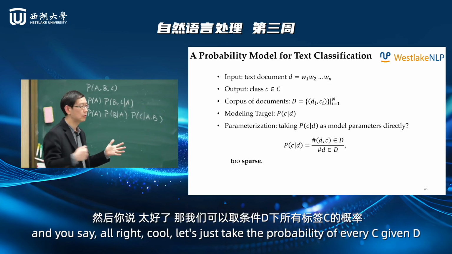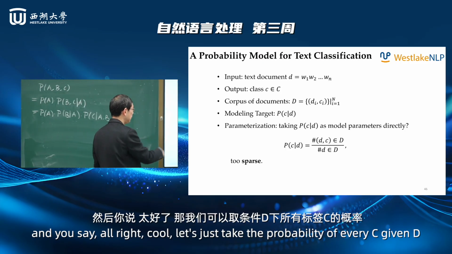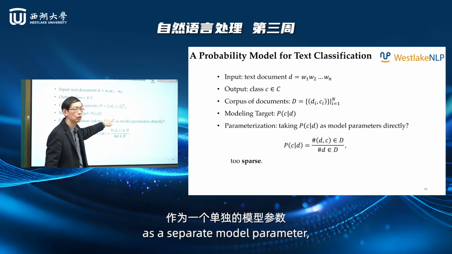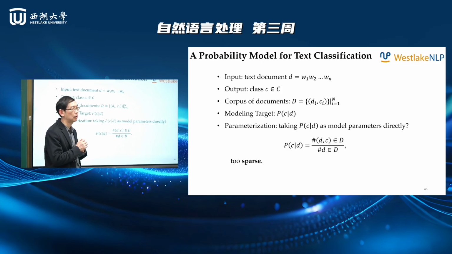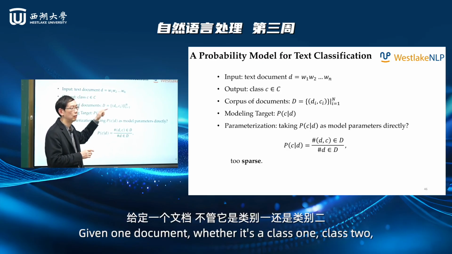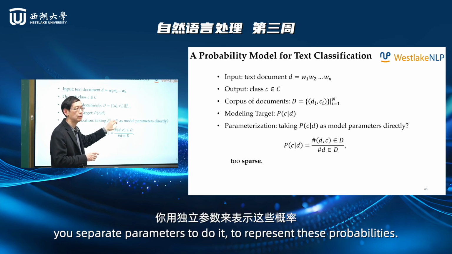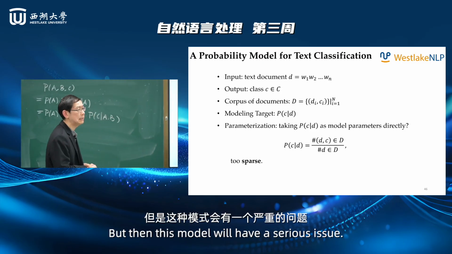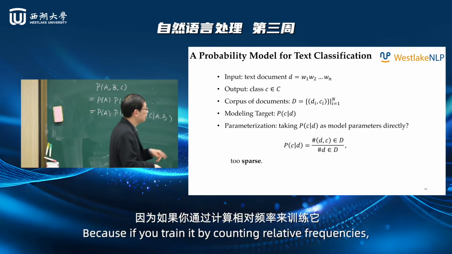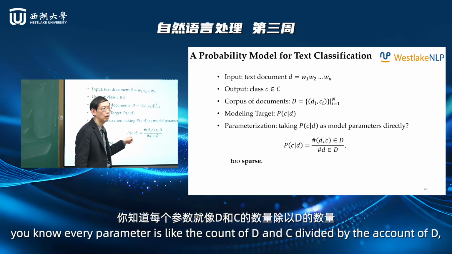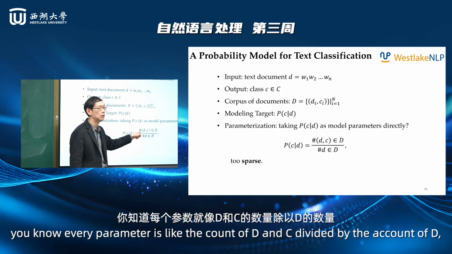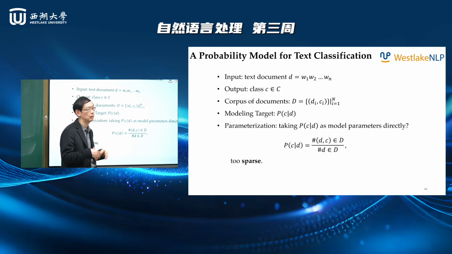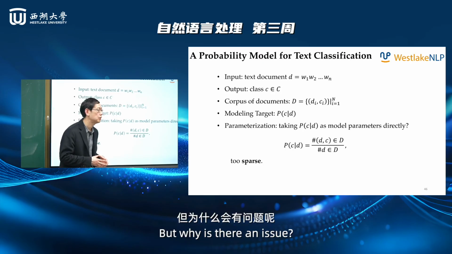And say, all right, cool. Let's just take the probability of every C given D as a separate model parameter. I can do it, right? Given one document, whether it's class 1 or class 2, I use separate parameters to represent these probabilities. But then this model will have a serious issue. Why? Because if you train it by counting relative frequencies, every parameter is like the count of D and C divided by the count of D, right? So this is the relative frequency. But why is there an issue?